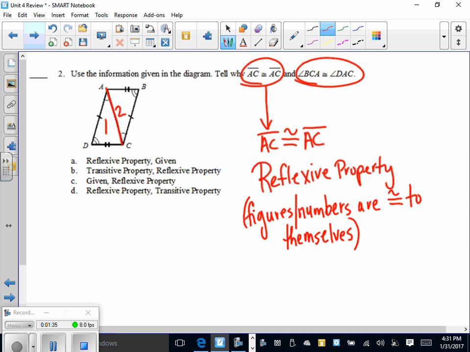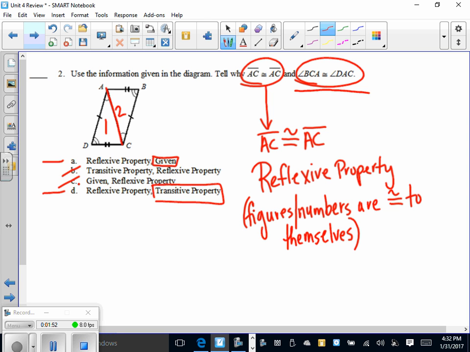So, because of the reflexive property, I can eliminate choice B and choice C. That leaves me A or D as my answer. So it's either going to be given information or the transitive property. Okay, given information is something they gave me.